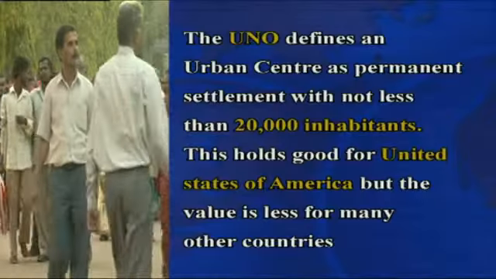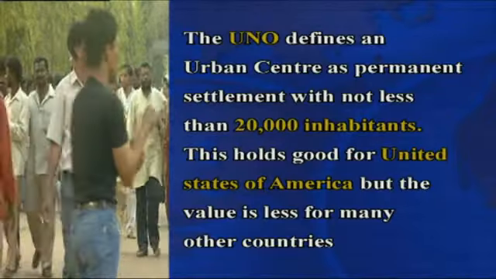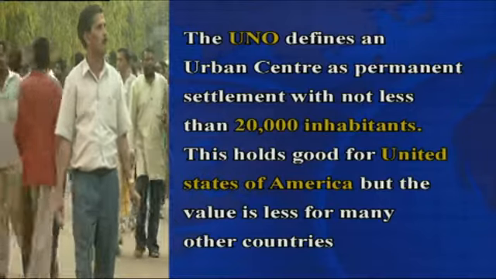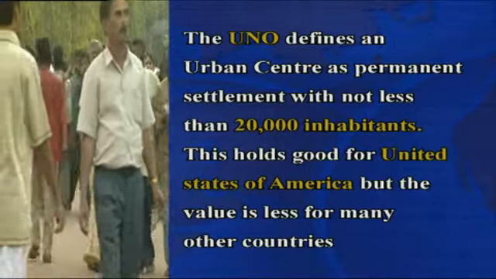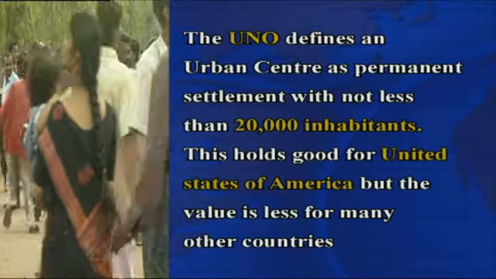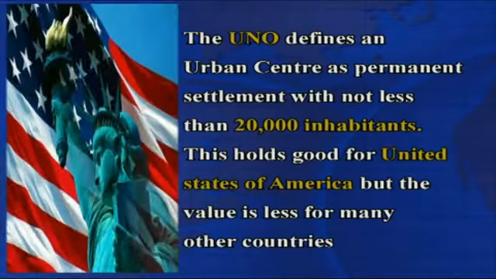Urban conglomerations are brought together in a common location as an urban center. The United Nations Organization defines an urban center as a permanent settlement with not less than 20,000 inhabitants. This holds good for the United States of America, but the value is less for many other countries.